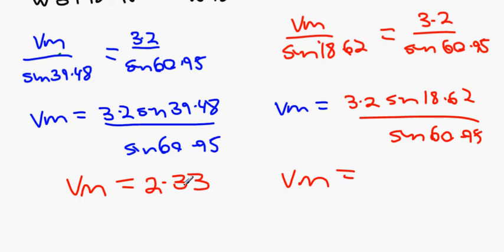and the second velocity should be a slower velocity. It's going to be for 18.62, and it's going to be 1.16 or 1.17. Okay, in meters per second and meters per second.